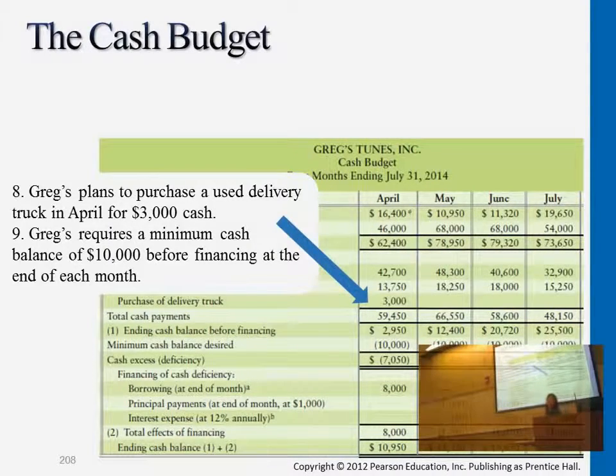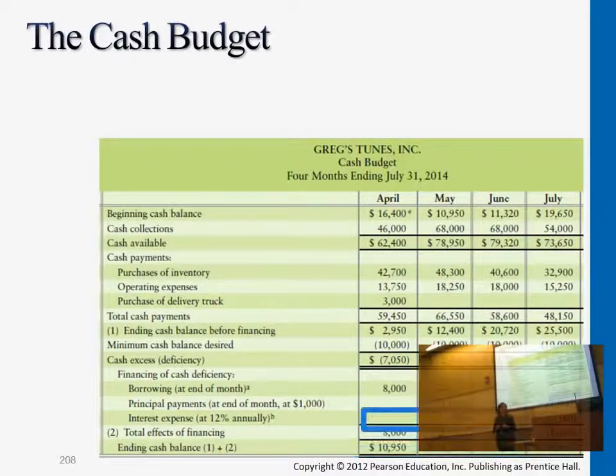All right, exercise time. Let's try to do an example on cash budgets.